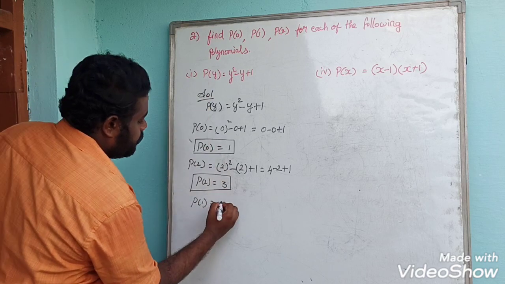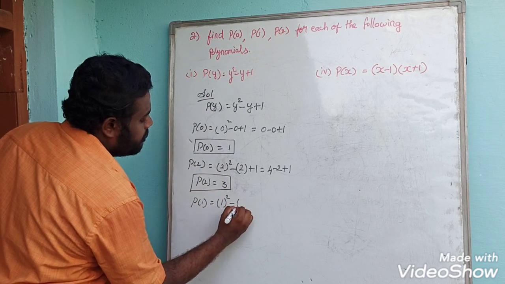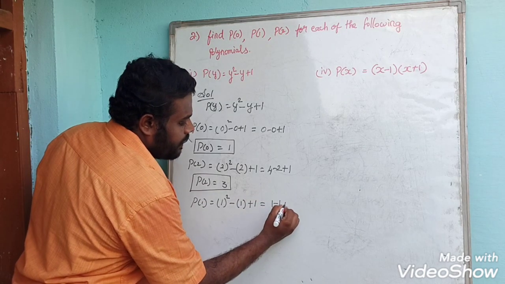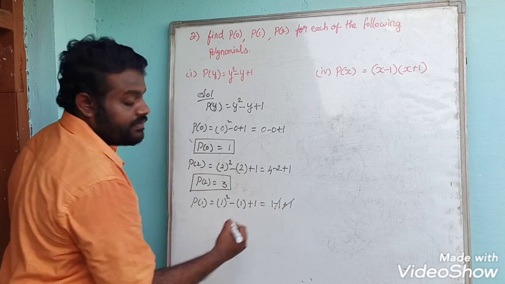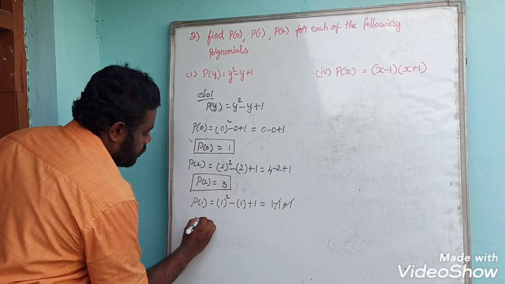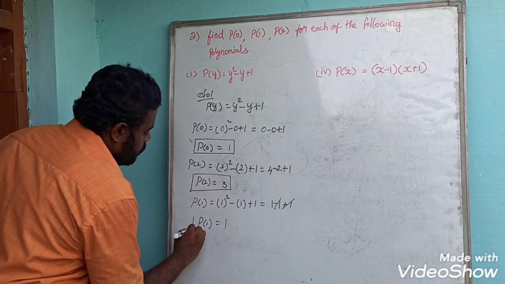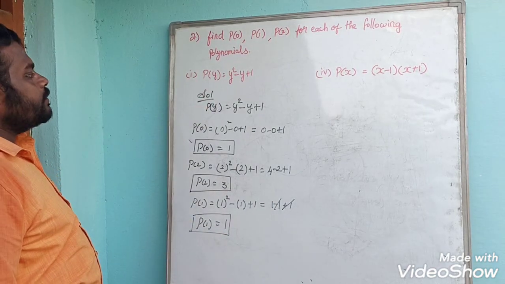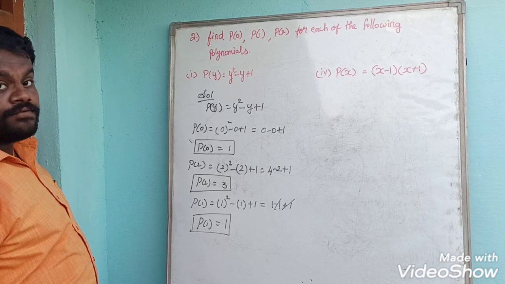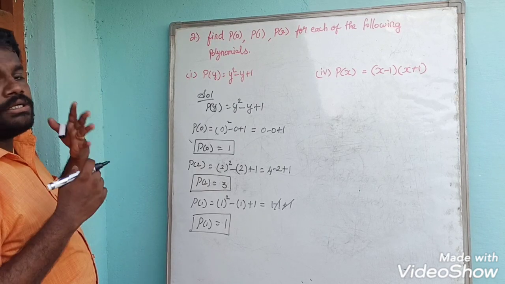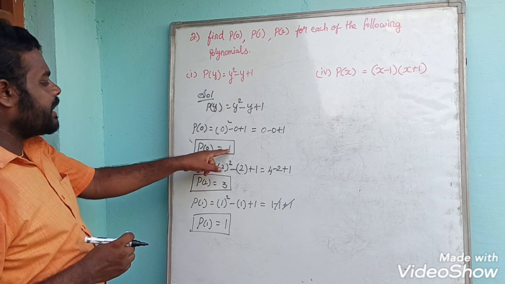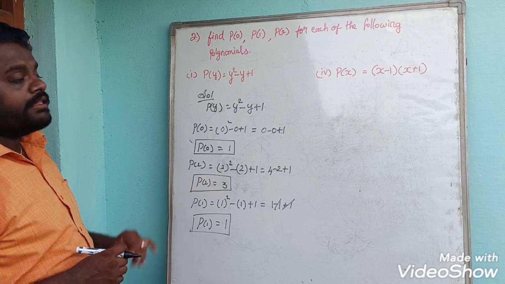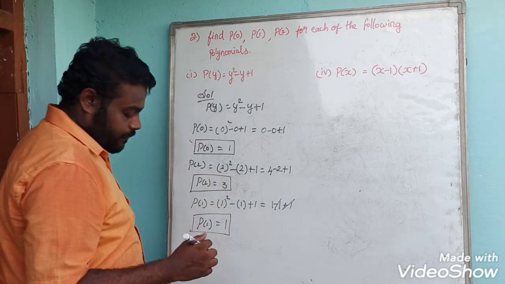So next, 1 square minus 1 plus 1 is equal to 1 minus 1 plus 1. Here minus 1 plus 1 will get cancelled, it becomes 0. So P of 1 is equal to 1. So the polynomial P of y equal to y square minus y plus 1, instead of y we substitute 0, 1 and 2. We substitute 0, we get answer 1. We substitute 1, answer is 1. We substitute 2, answer is 3. The same way we move on to the fourth question.